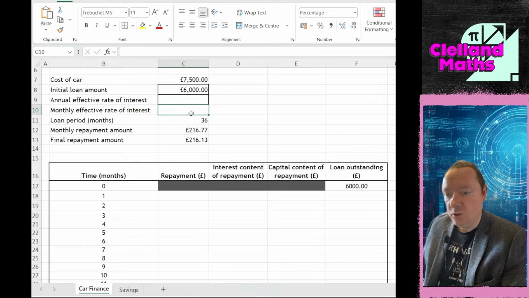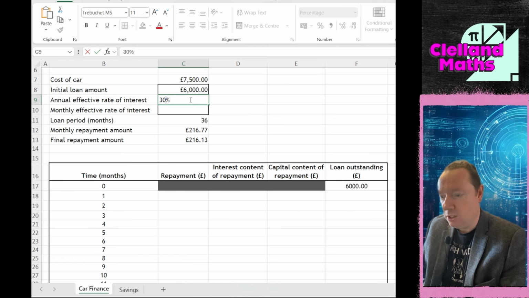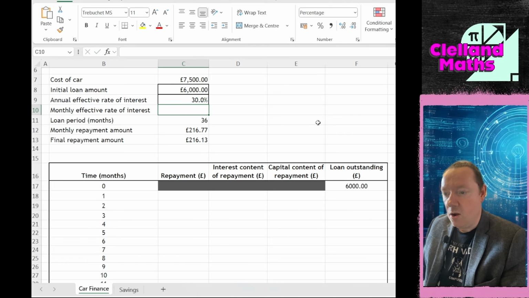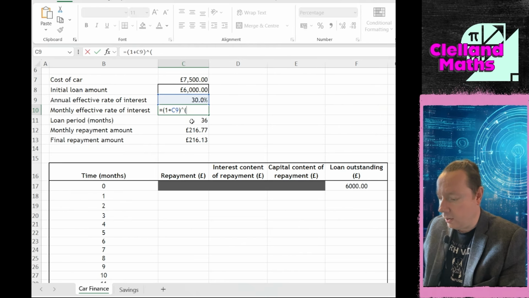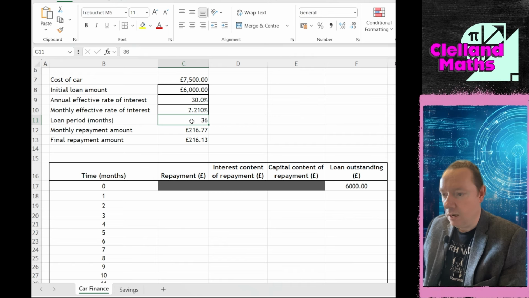Annual effective rate of interest. Well, it told us to work that out, so who knows? So I'm just going to guess one. 30% is my go-to guess for percentages, so I type 30. And now I need the monthly effective rate of interest from that. So that is the standard command: equals 1 plus our interest rate to the power of 1 over 12, and then you need to remember to take away the 1. And that will generate the monthly interest rate.